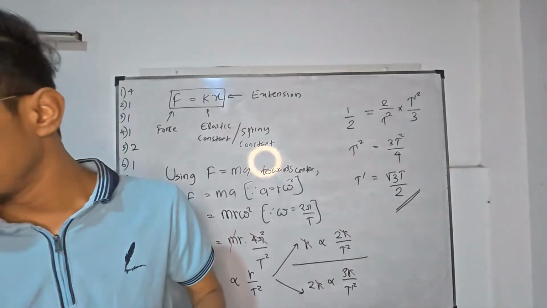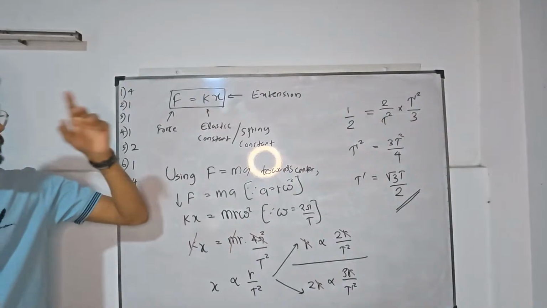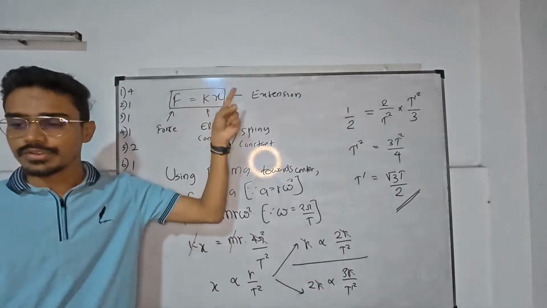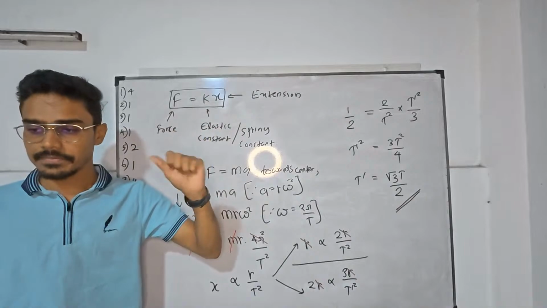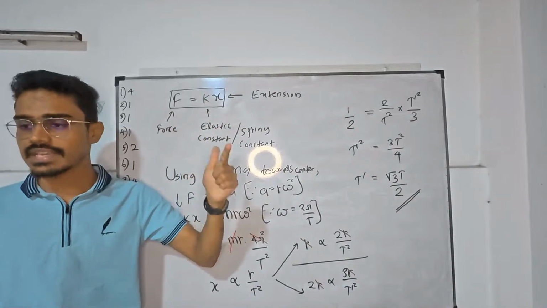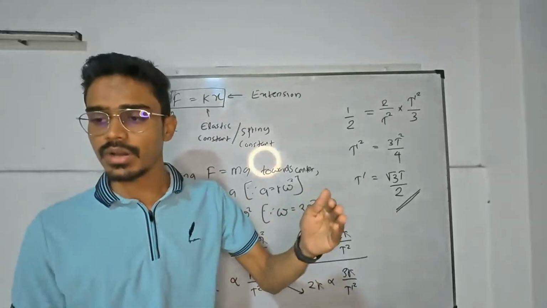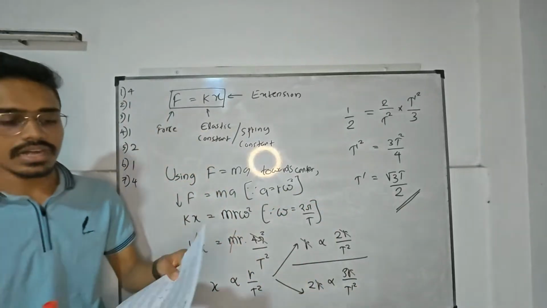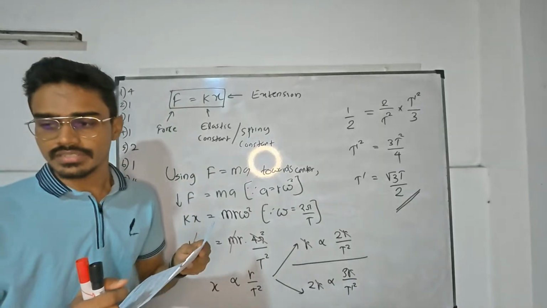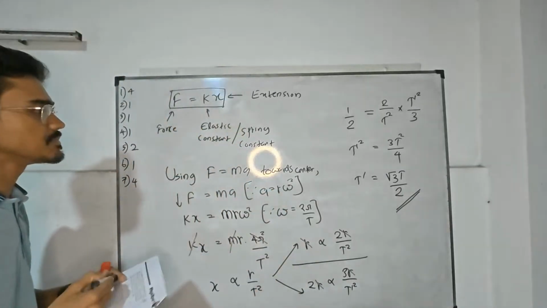Can you explain again? Okay, listen again. If you don't know Hooke's law, first thing, this is called Hooke's law. F represents force, k is the elastic constant or spring constant, and x is extension. Extension is the length beyond the natural or unstretched length. Now, when this car undergoes circular motion, we can use F equals ma towards center.